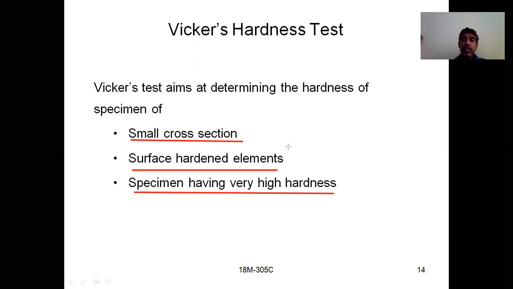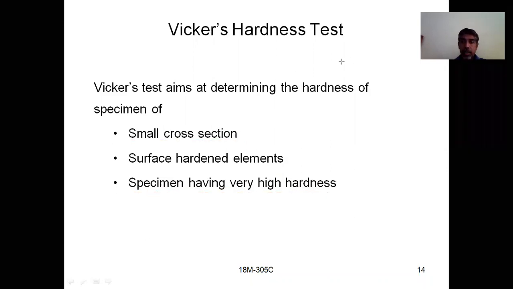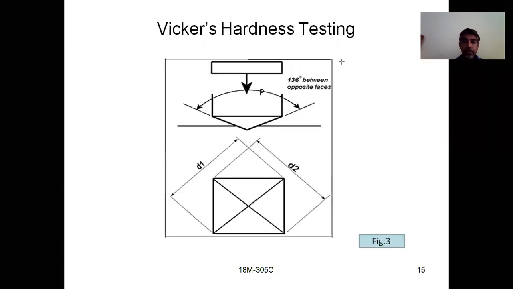Why can we do all these things with the Vickers hardness test? Because here we are using a diamond indenter. We all know that diamond is the hardest material compared to all materials. So we can use this diamond indenter to test the hardness of very hard materials also. In the next points, we will discuss how the diamond indenter looks and what the shape of that indenter is, in this slide.